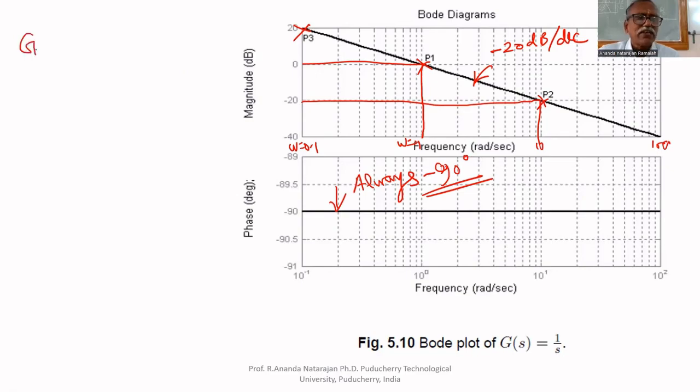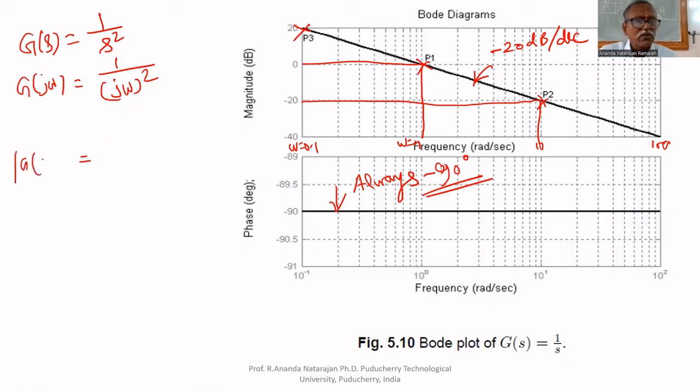Suppose instead of S, I am having G of S equal to 1 by S square. What you will get? G of j omega equal to 1 by (j omega) square. Modulus of G of j omega equal to 1 by omega square. Angle of G of j omega equal to what? 2 j omegas. For 1 j omega, 90.